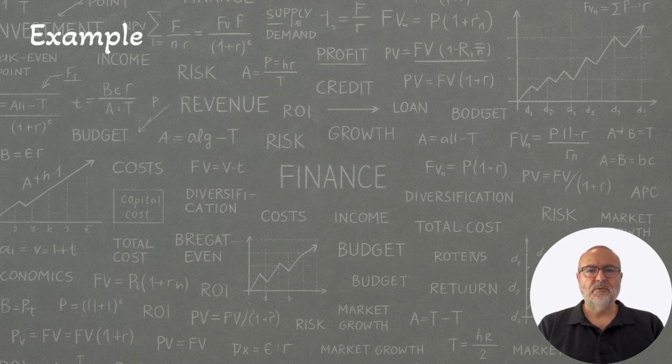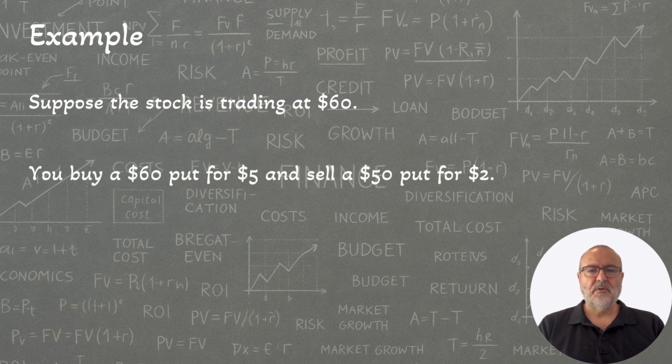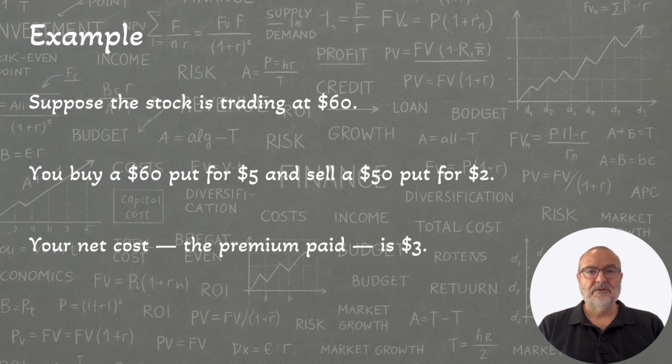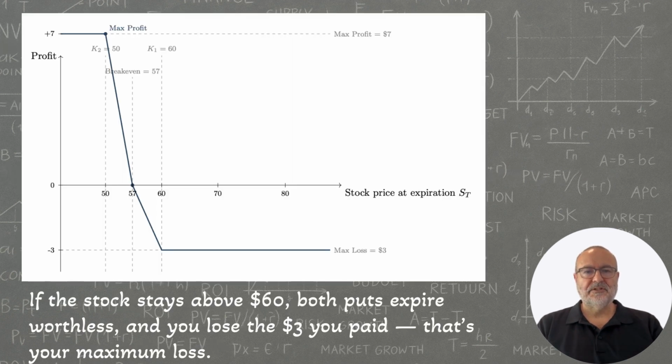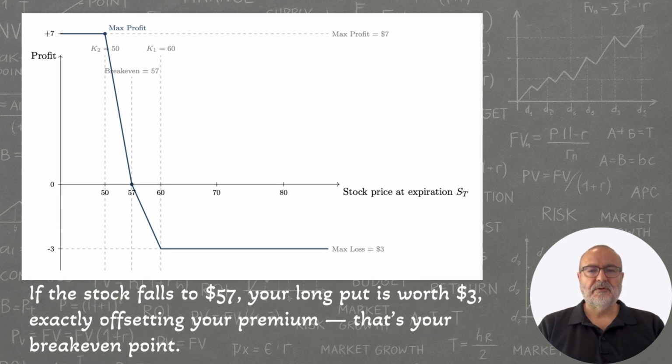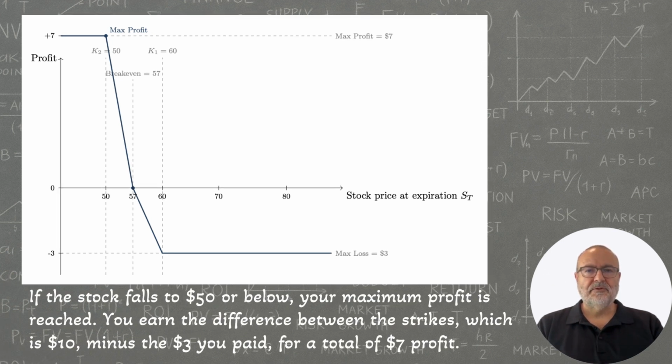Let's work through an example. Suppose the stock is trading at $60. You buy a $60 put for $5 and sell a $50 put for $2. Your net cost, the premium paid, is $3. If the stock stays above $60, both puts expire worthless, and you lose the $3 you paid. That's your maximum loss. If the stock falls to $57, your long put is worth $3, exactly offsetting your premium. That's your break-even point.